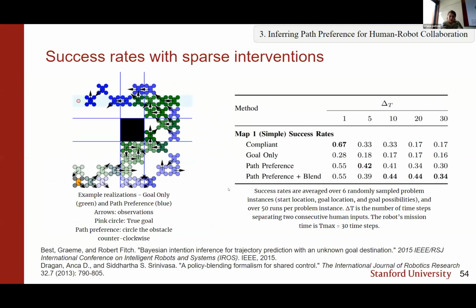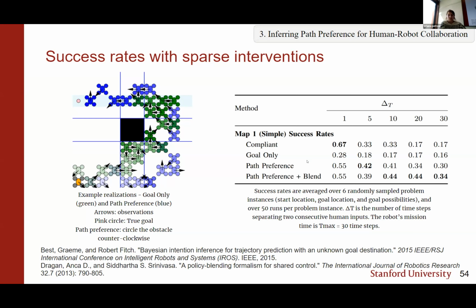So we tried to compare different approaches in this simple world problem. And what we were interested in is how the success rate varied with the sparsity of the human intervention. So delta T here is the time in between consecutive human interventions. If delta T is 1, the human's providing observations all the time. And as this grows to 30, it corresponds to just never giving an indication, only giving an indication at the first iteration, because we give the robot 30 seconds to get to the goal.